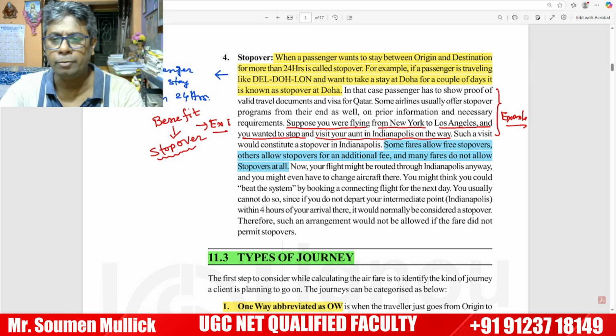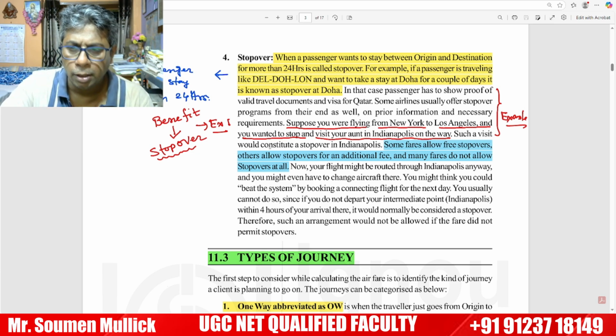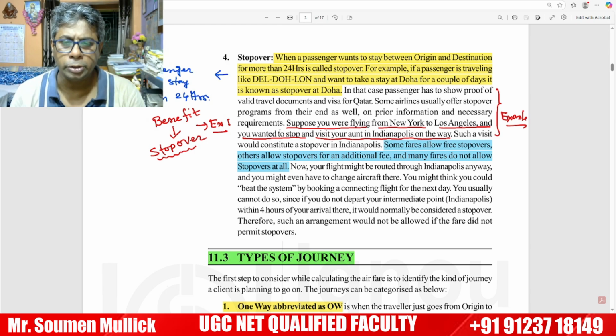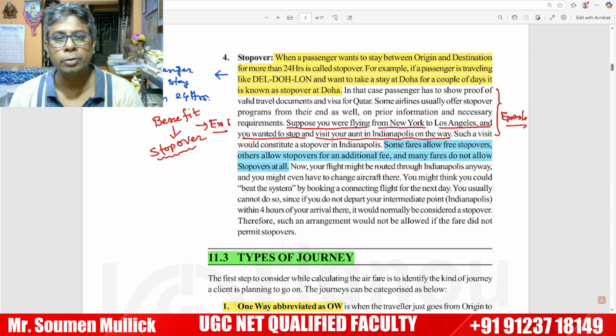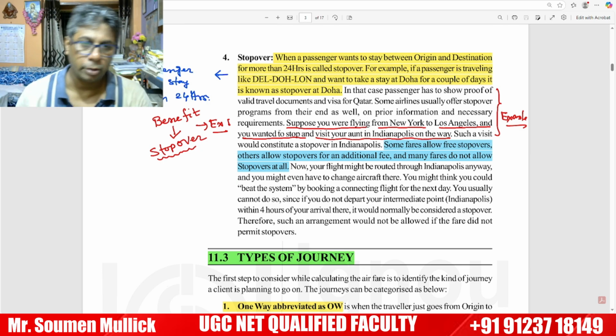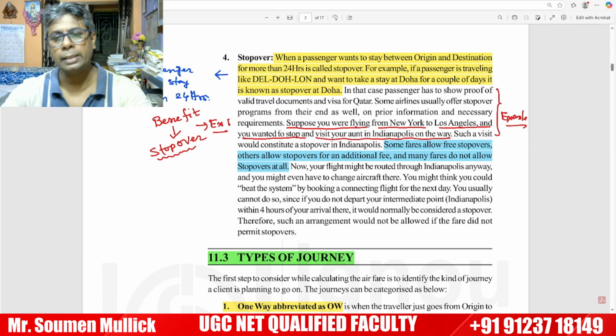Suppose you were flying from New York to Los Angeles and you wanted to stop and visit your aunt in Indianapolis on the way. Such a visit would constitute a stopover in Indianapolis. Some fares allow a free stopover. Others allow a stopover for an additional fee. Many fares do not allow a stopover at all. So in the case of a stopover, we have to remember it should be more than 24 hours. The passenger wants to stay more than 24 hours. That is the case of a stopover.